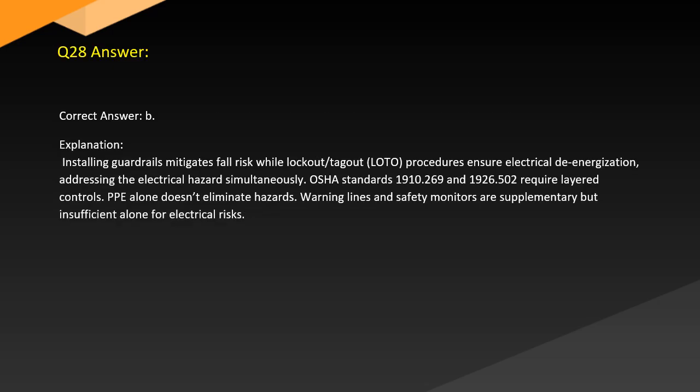Answer. Correct answer B. Explanation. Installing guardrails mitigates fall risk, while lockout-tagout (LOTO) procedures ensure electrical de-energization, addressing the electrical hazards simultaneously. OSHA standards 1910.269 and 1926.502 require layered controls. PPE alone doesn't eliminate hazards. Warning lines and safety monitors are supplementary, but insufficient alone for electrical risks.